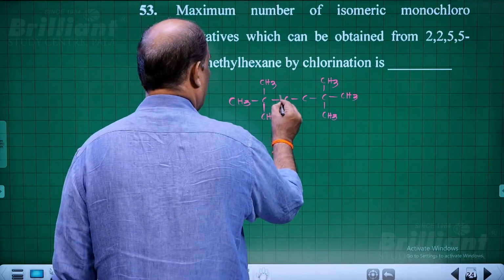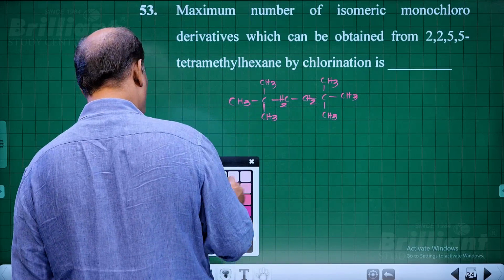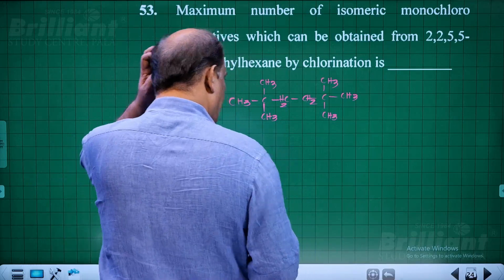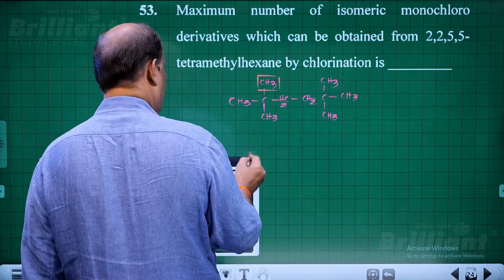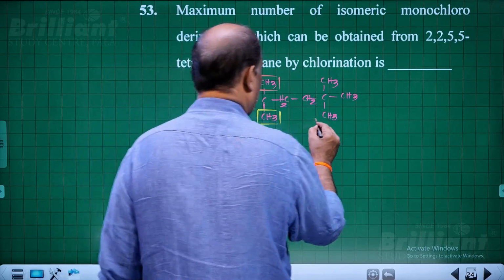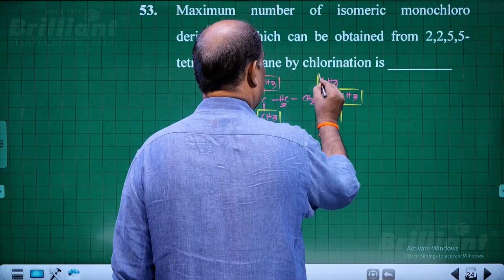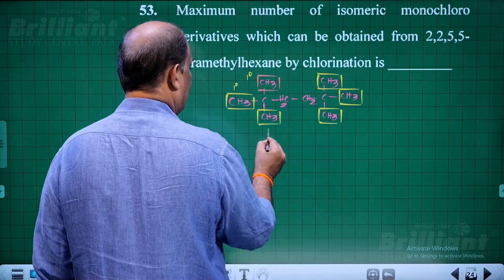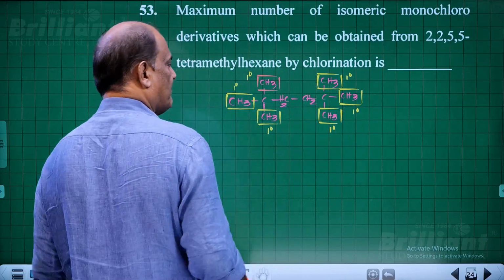Tetramethylhexane. Right. This is a CH2, this is a CH2. Now, the number of monochloro derivatives equals the number of types of hydrogen. Now find out how many types of hydrogens there are. This is the primary hydrogen, this is the primary, primary, primary, primary. All these primary hydrogens are the same.